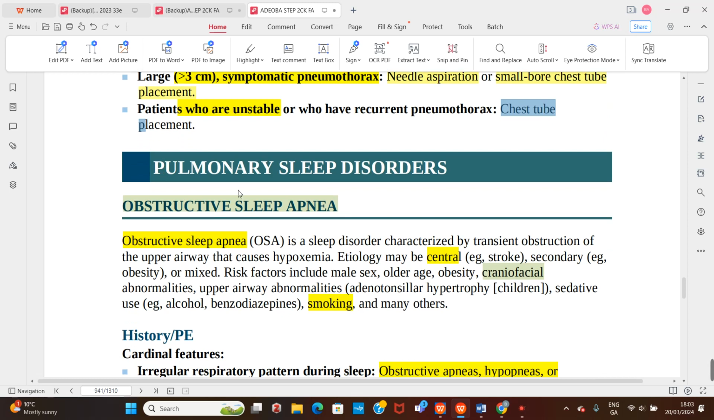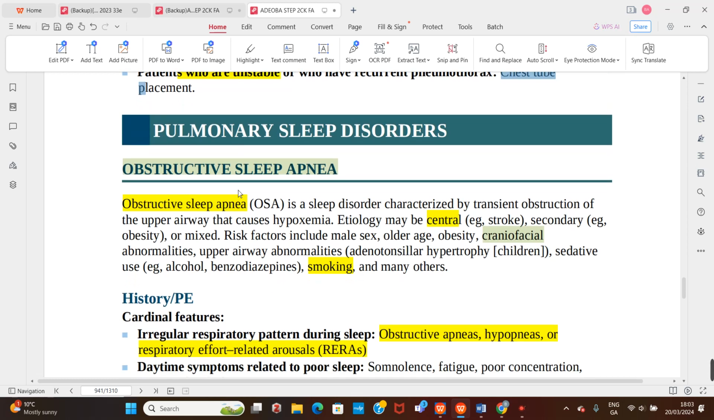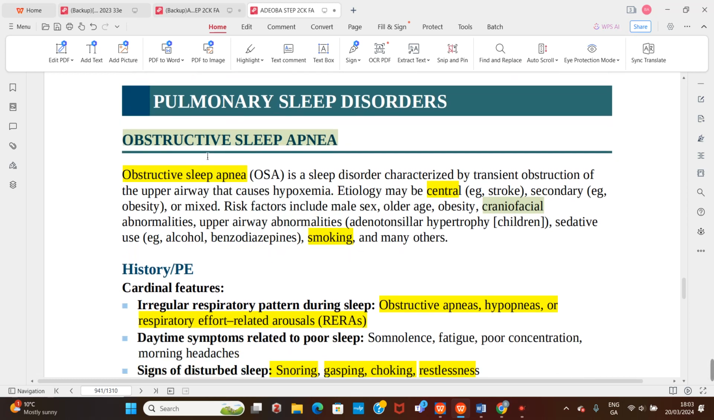So moving on to the pulmonary sleep disorders, we are going to be starting with obstructive sleep apnea.